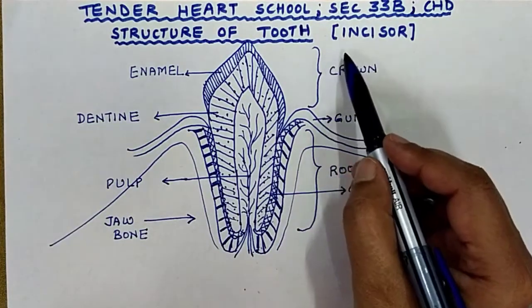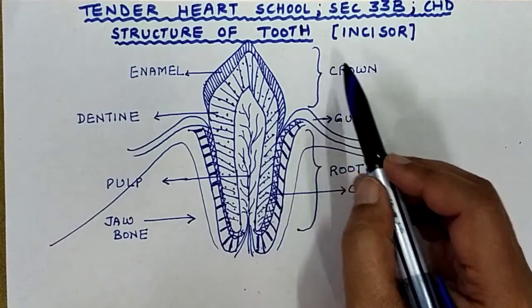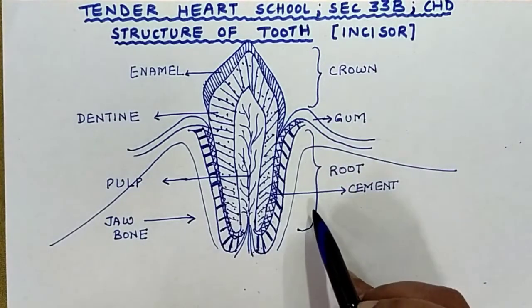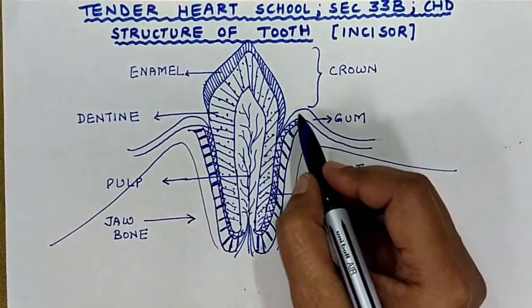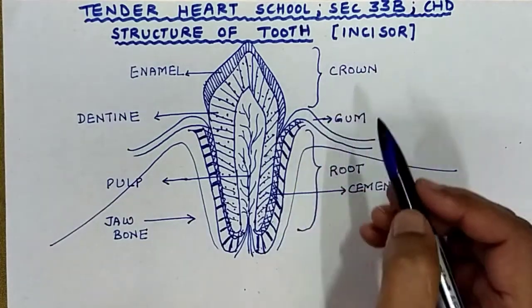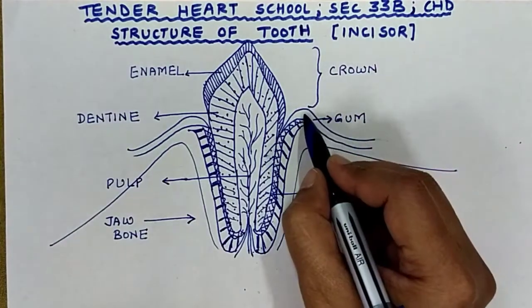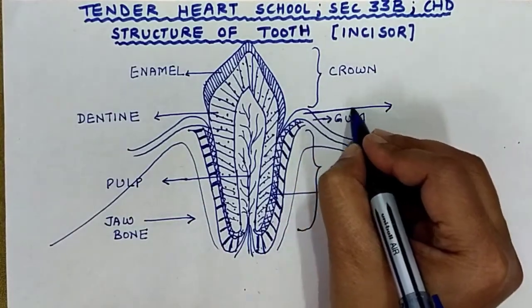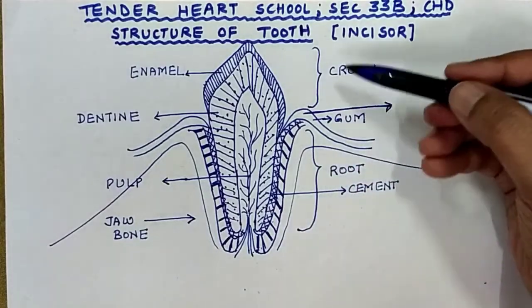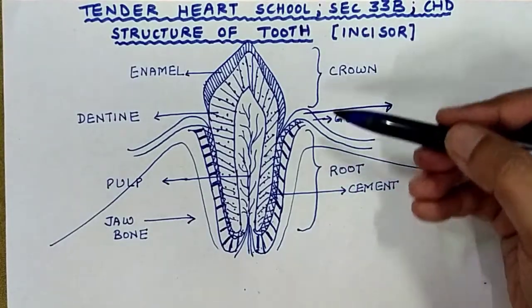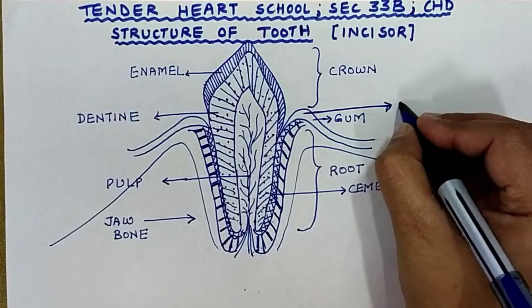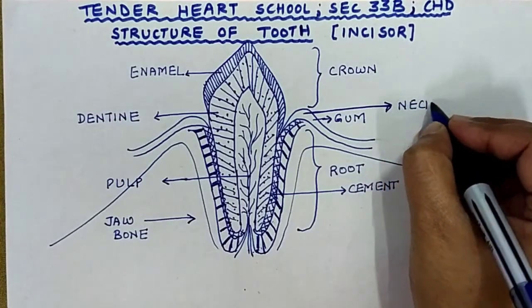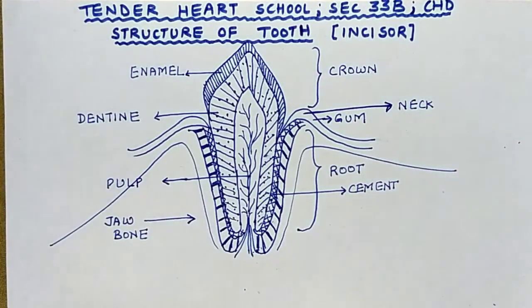Now this is the crown which is above the gum, and this is the root which is below the gum. The slight constriction between the root and the crown is called the neck. This slight constriction, which is separating the crown from the root, is the neck region. Right? So this is all about the structure of mammalian tooth, children.